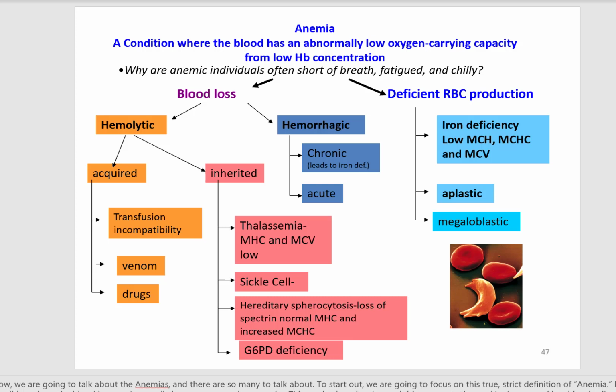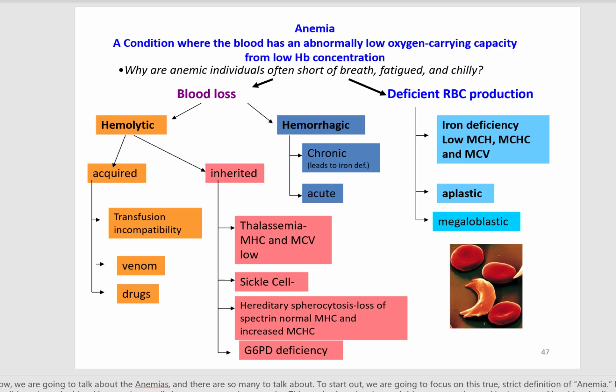Please pay attention to the colors that I have on this slide. In the future, any slide that has an orange title will refer to a hemolytic blood loss. Any title that has this pink/reddish, salmon color will refer to hemolytic loss that is inherited. Any blood loss that is in a dark blue or almost light purple color will refer to a hemorrhagic loss.